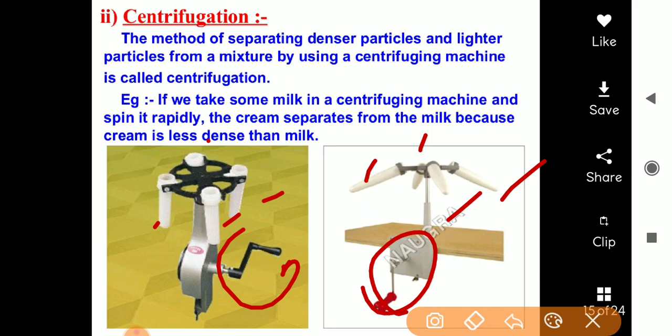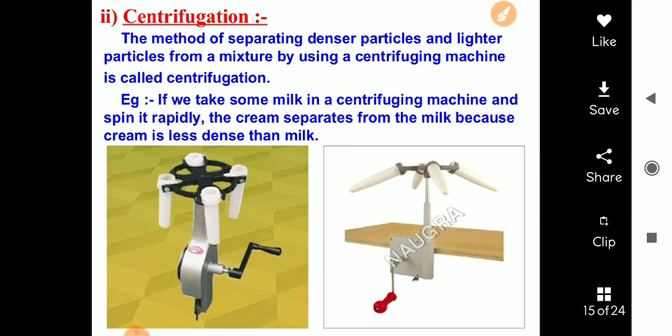If you take some milk in a centrifugation machine and spin it rapidly, meaning spin it fast, then the cream separates from the milk because the cream is less dense than the milk. The denser particle goes down, the lighter particle comes up. So this is how centrifugation works.